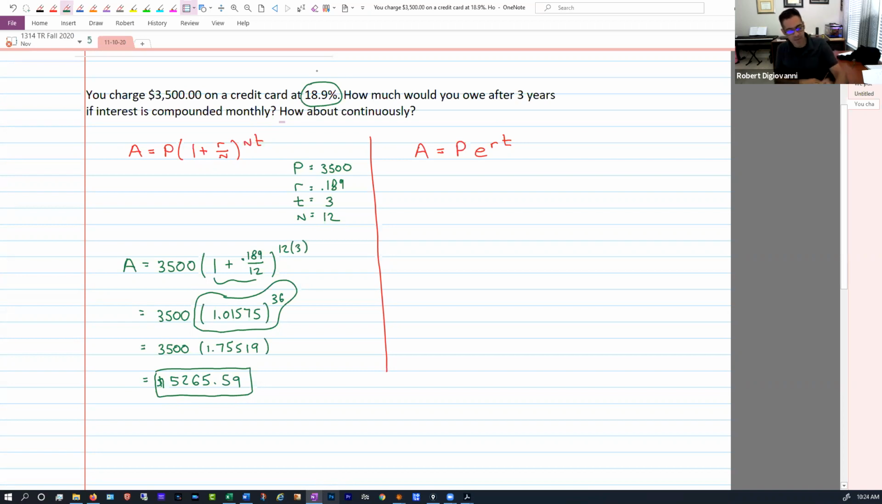Now let's do the same thing over here. Let's do the continuously. So the only thing that changes here is that we're going to use a different formula. And it's very important that you're able to do these calculations on your own. I mean, I can show you how to set it up, but you've got to be able to do this on your own, on your calculator. So I'm just going to give you the answer here.